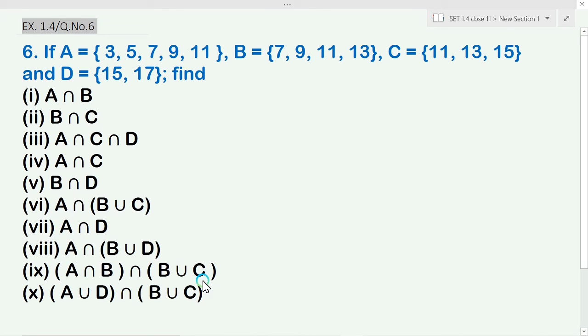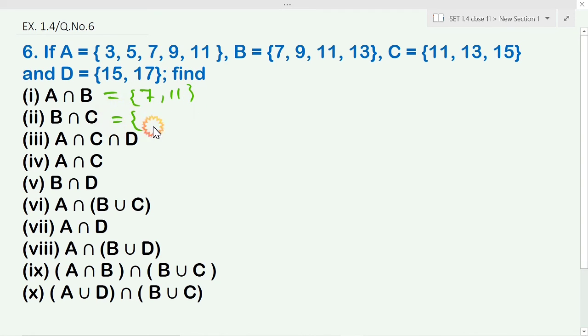Now, there are some sets A, B, C, D. You have to find A intersection B. So what is A intersection B? Is there any common element between A and B? Yes, there are common elements 7 and 11 between A and B.